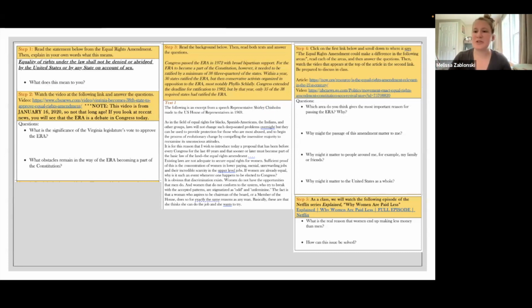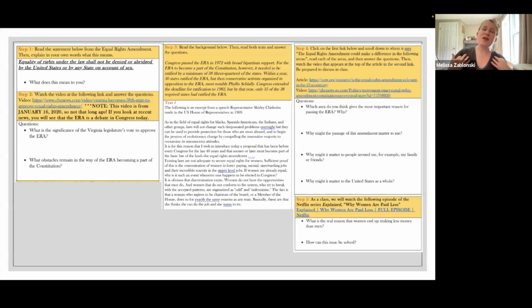The next thing that we take a look at are two current event articles about the Equal Rights Amendment. And students look at basically the way that the Equal Rights Amendment could change the status of women today. But then we also take a look at other consequences that could happen as well, and what the Equal Rights Amendment could mean for people of the LGBTQ plus community, people of other races, people of other national origins.